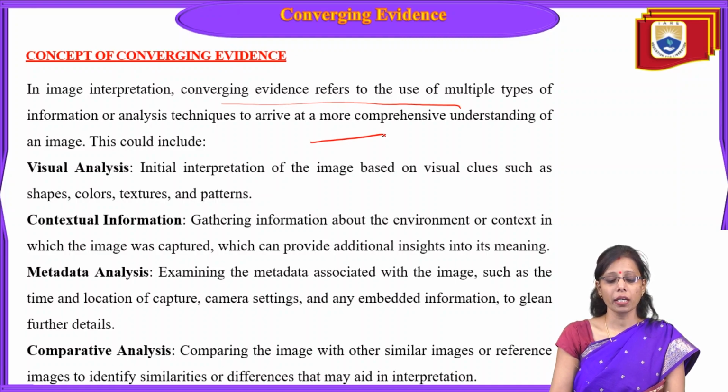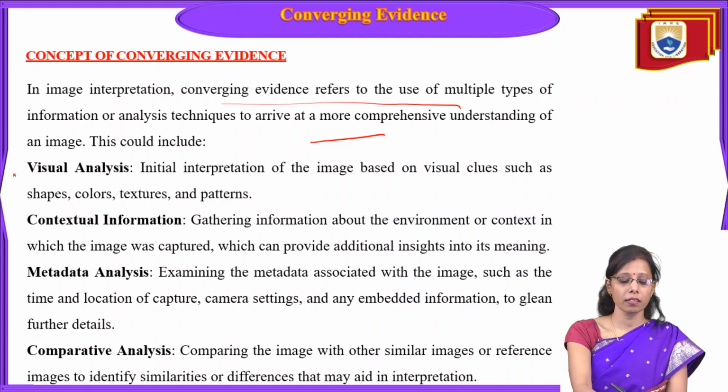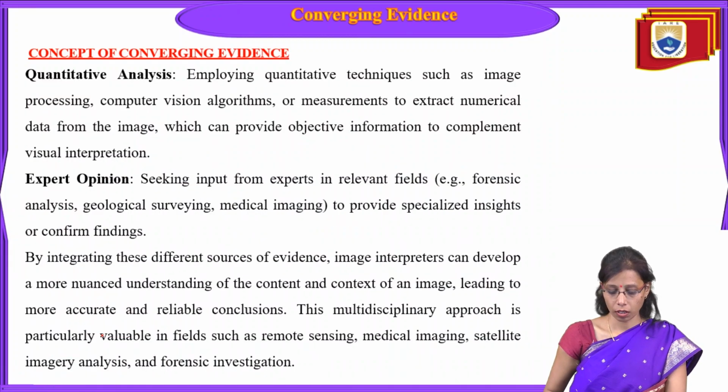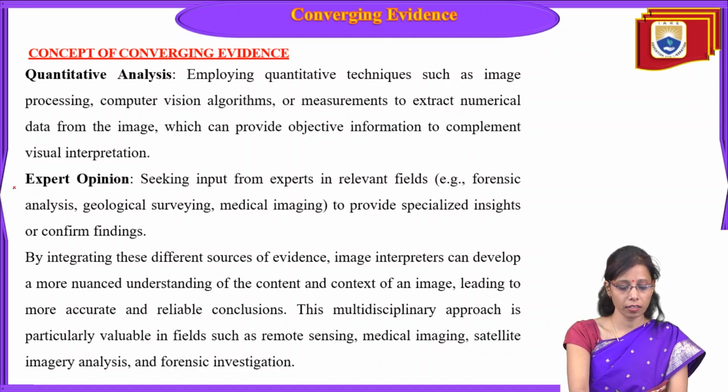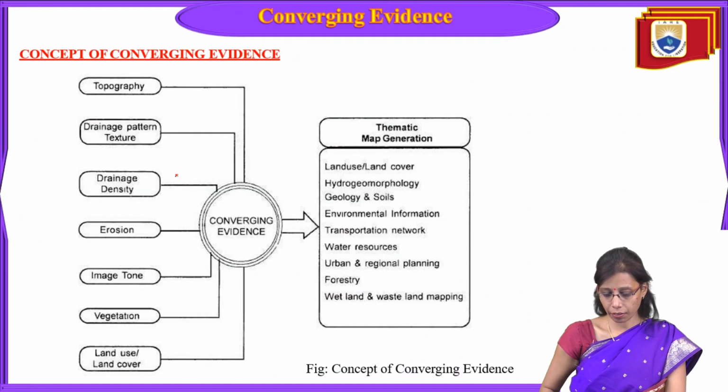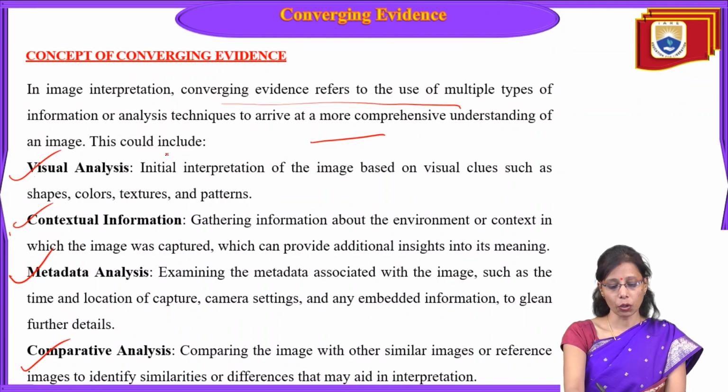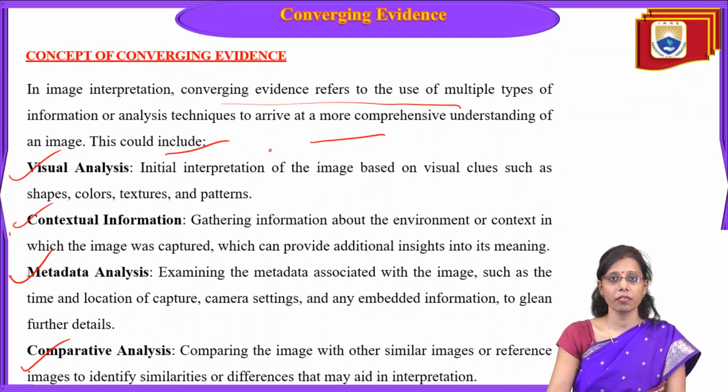This will include, to understand more, how do we find out the converging evidence, or what are the types of information or analysis which you are going to find out. So this will include visual analysis, contextual analysis, metadata analysis, comparative analysis, and quantitative analysis, expert opinions. These are all different things that will be included when we are talking about converging evidence. So let us understand one by one. What is visual analysis?